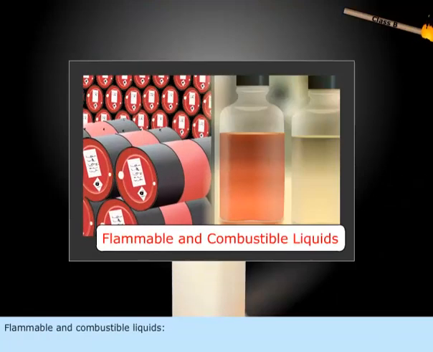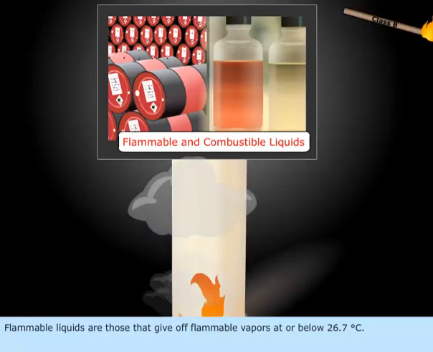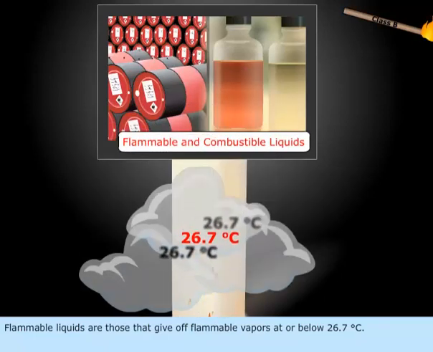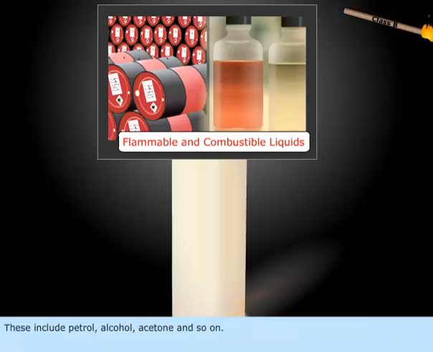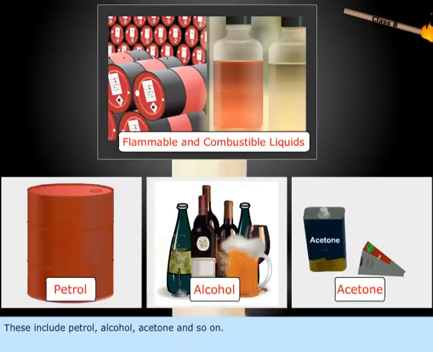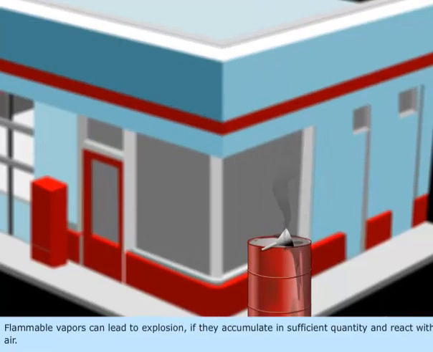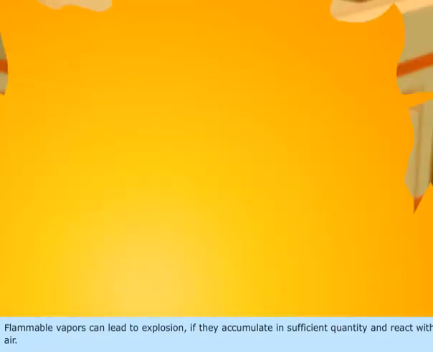Flammable and combustible liquids. Flammable liquids are those that give off flammable vapors at or below 26.7 degrees Celsius. These include petrol, alcohol, acetone, and so on. Flammable vapors can lead to explosion if they accumulate in sufficient quantity and react with air.